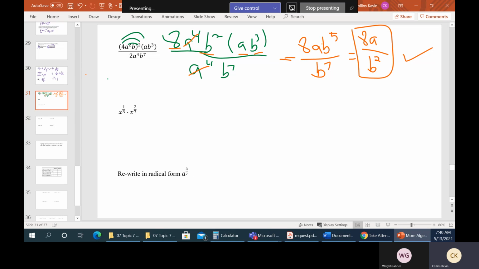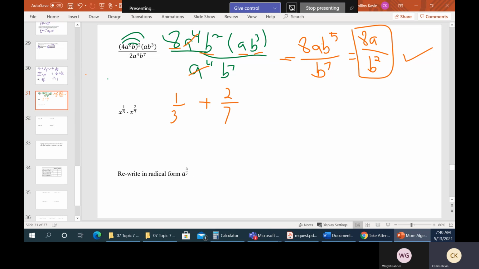All right, so the next one we have to add the exponent. The biggest pain in the butt here is just adding 2 fractions. So we go ahead and do that, and then we're going to stick an x next to it and we'll be done. So all we have to do is we're going to add 1/3 plus 2/7.